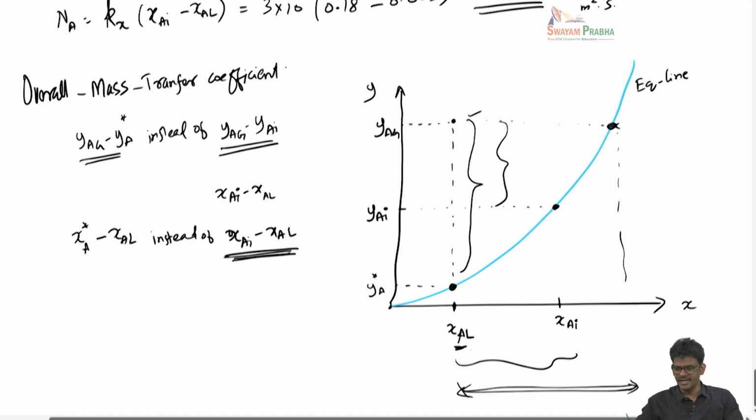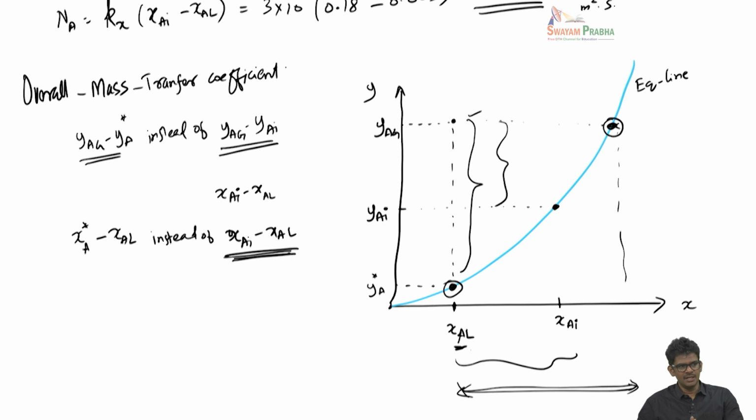I can also easily get XA star here because I know YAG. Corresponding to YAG, there will be an equilibrium concentration at the liquid phase, which is XA star. So by making use of either this point or this point, I can readily express the total concentration gradients without recourse to the interfacial concentrations. So that's the idea. But if I do this, I'm not using the right driving force, isn't it? I'm over specifying my driving force.